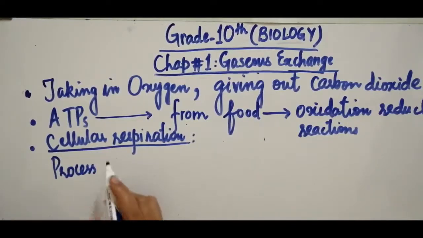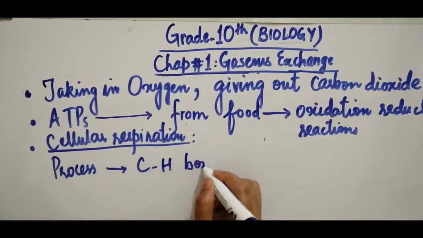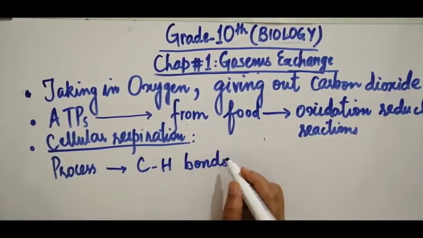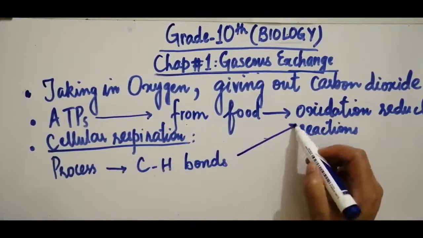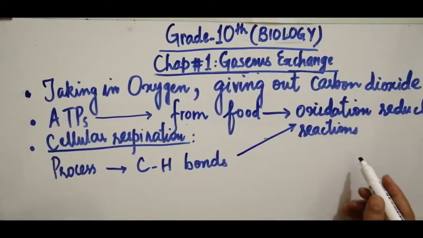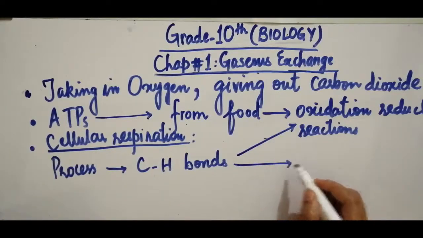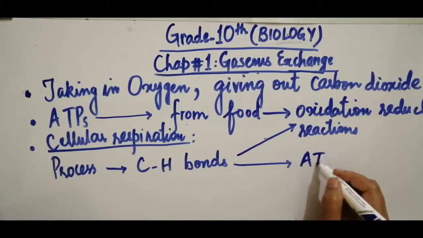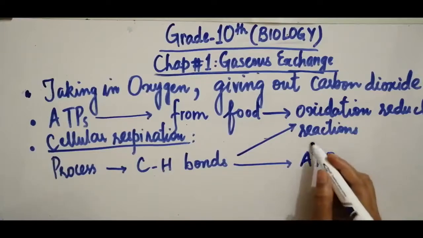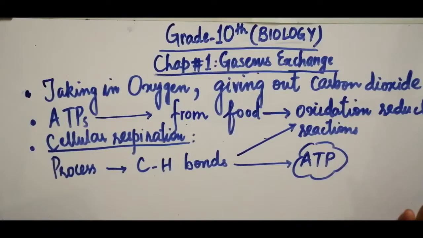In this process, carbon-hydrogen bonds present in our food are broken down by reactions which are collectively called redox reactions, and then energy is transformed into ATP. And after getting this energy, we carry out our different activities.